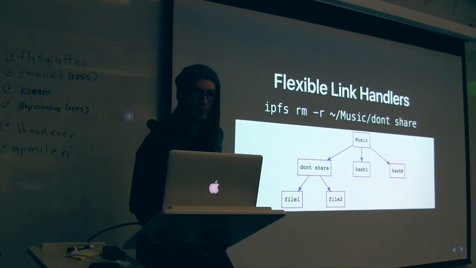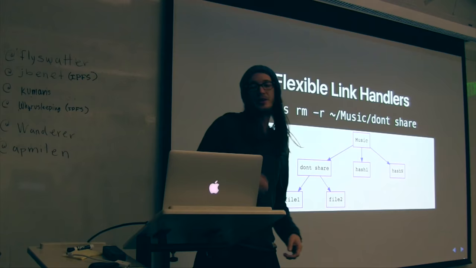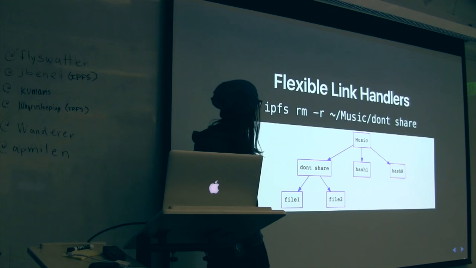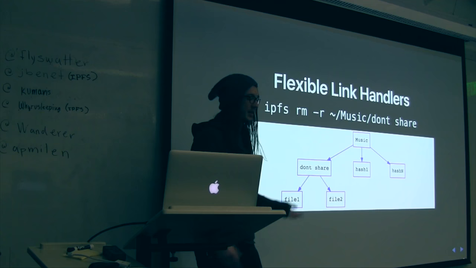We also need flexible link handlers. Let's say we have a scenario where the music folder is shared on IPFS, but we have a subfolder that we don't want to share. So we need a way to accommodate that. Maybe what gets hashed into the music folder is just some symbolic reference to this thing here, but not the Merkle link.